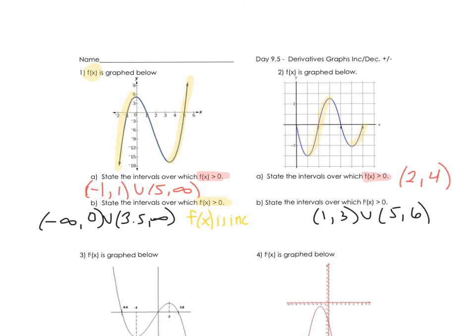Okay, so if you're looking at my number 2, part A, where is the function greater than 0? That's going to be above the x-axis. It's only above the x-axis from 2 to 4. State the intervals over which the derivative is positive. The derivative is positive when the function is increasing, and I've highlighted that: 1 to 3 and 5 to 6.